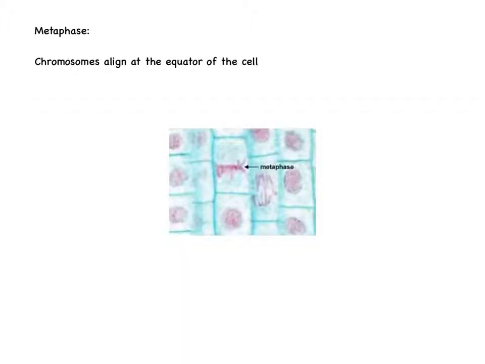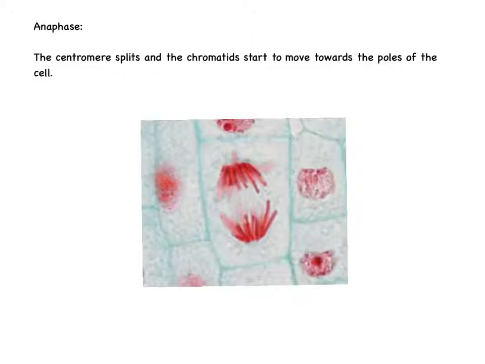The next stage is metaphase, and in metaphase the chromosomes align on the equator of the cell. You can see that quite clearly here, right in the middle of the cell, the chromosomes have all aligned, ready for the next stage. And that next stage is anaphase, and in anaphase the centromere splits and then the chromatids start to move towards the pole of the cell. As you can see here, the chromatids are being dragged along to the pole here and dragged along to the pole here.